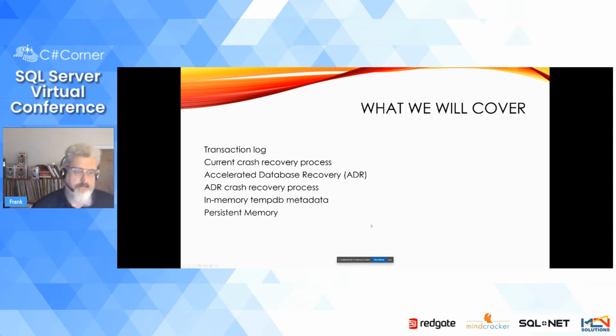But just the topics we're going to cover, I'm going to talk about the transaction log and how the transaction log is architected in SQL Server. And then I'm going to talk about the crash recovery process, both in versions prior to 2019, and then how that crash recovery process has changed with a new feature in 2019. And then I'm going to talk about putting tempdb metadata in memory, which is another feature that is available in 2019 and can help improve performance. And then finally, I'm going to talk about persistent memory. And that is a hardware-specific feature that SQL Server 2019 has been built to take advantage of. And I'll talk about how you can use that.